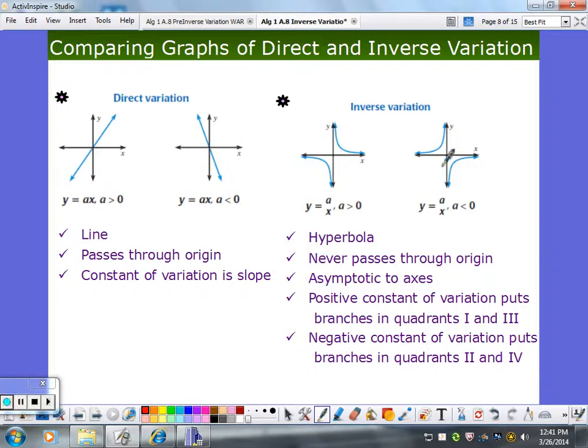So here's a direct variation, here's an inverse variation. They're very different. This is a line that goes through the origin, and our constant of variation is the slope. This is a hyperbola that never goes through the origin and is asymptotic to the axes. Those are my asymptotes, the brick walls. A positive constant of variation, you'll see the branches in 1 and 3. If you have a negative, you'll see it in 2 and 4. And that's probably all we need to know about them for now. You'll learn more. Can I finish this first and then we'll talk about it?